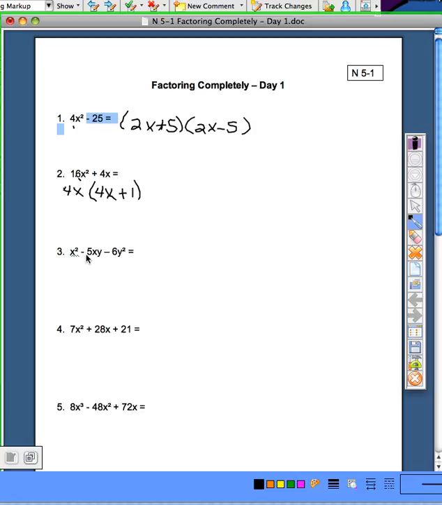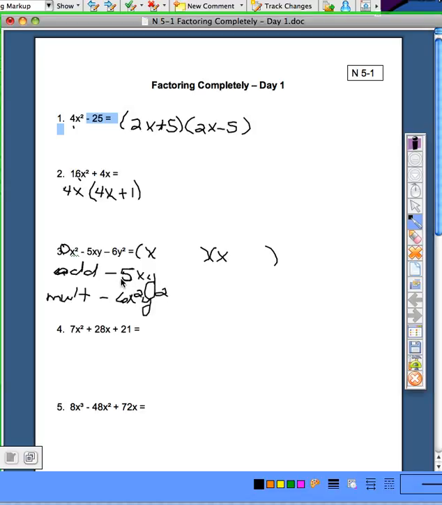Okay, looking at this, if there's no coefficient in front right here of this squared term, then you many times can factor mentally. So let's look and see if we can factor this mentally. We have x times x gives me the x squared. Now I need something that will add to be negative 5xy and multiply to be, you multiply the end terms, so that's negative 6x squared y squared.